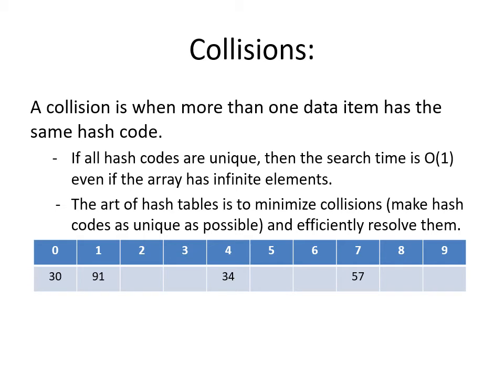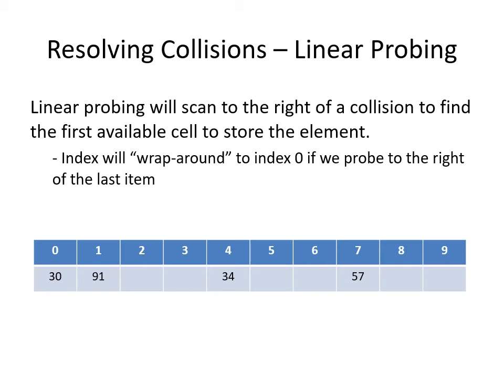We want to make this as efficient as possible. But this very first strategy, it's usually the first one taught for handling collisions, is called linear probing. Unfortunate name. Linear probing, the idea is that if you want to store something at a certain index and there's something already there, just probe over to the right until you find the first available spot.